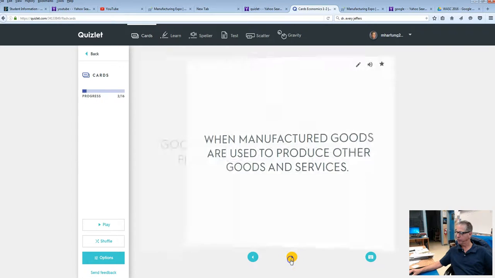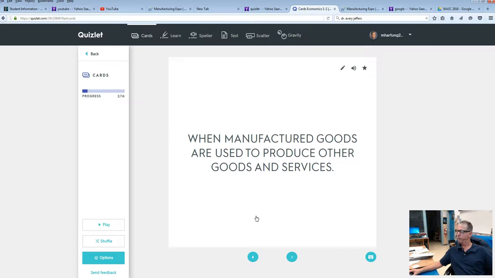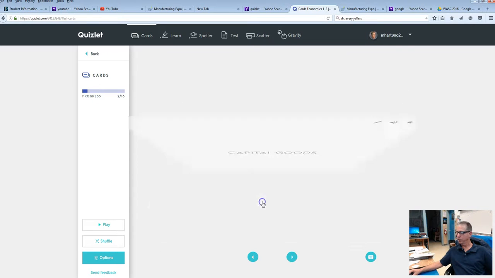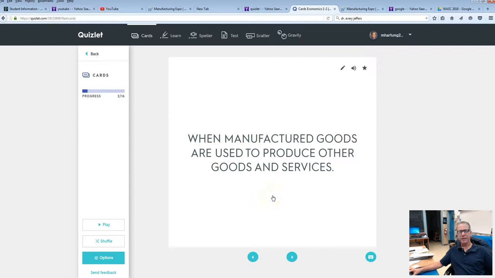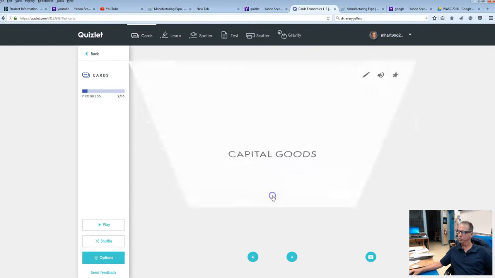as opposed to, I believe it's our next one, yes, when manufactured goods are used to produce other goods and services. Okay, so these would be like capital goods is what we would call these. These are items that are purchased in order to make other things. So, for example, like down in our shop where we have drill presses, welders, these things are goods that are bought so that you can build something else with them. And so those are referred to as capital goods.